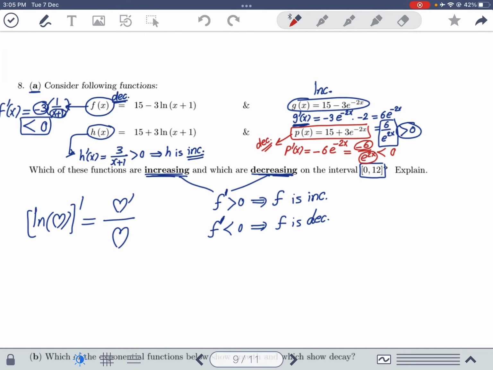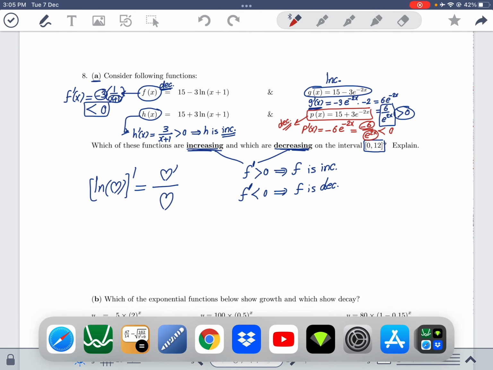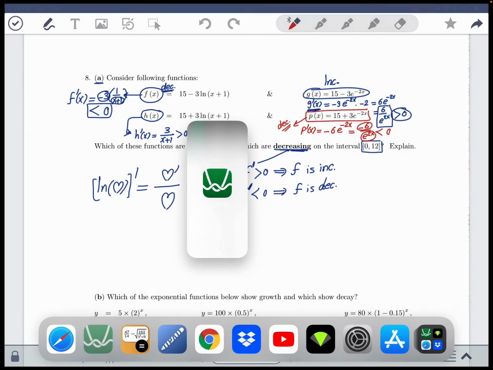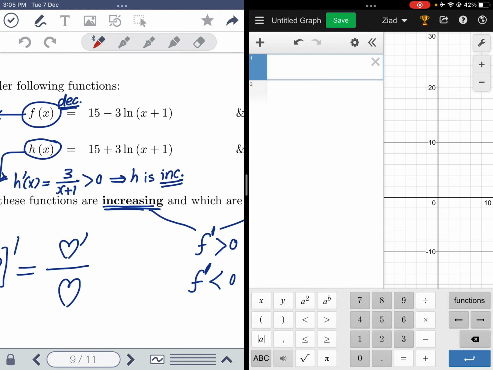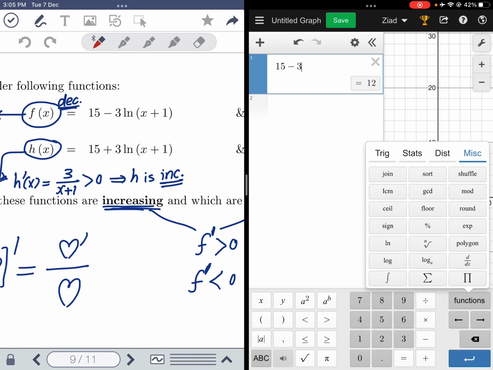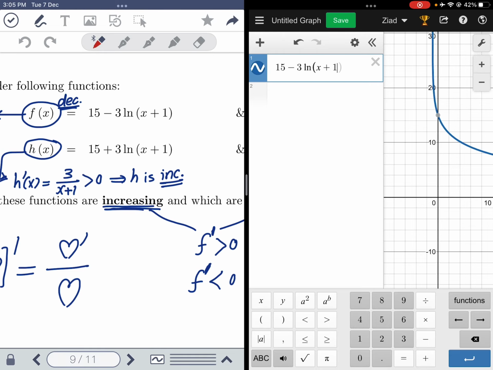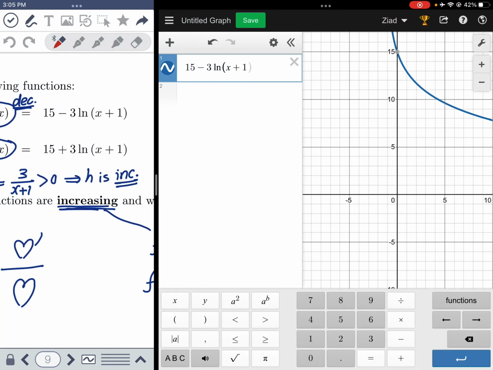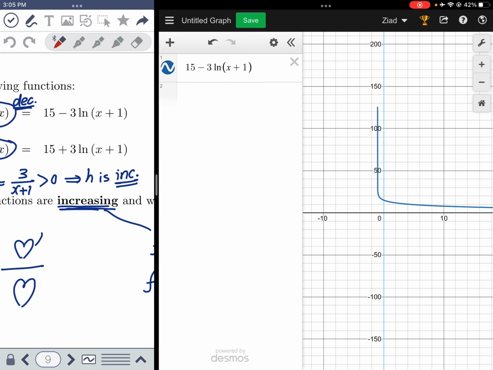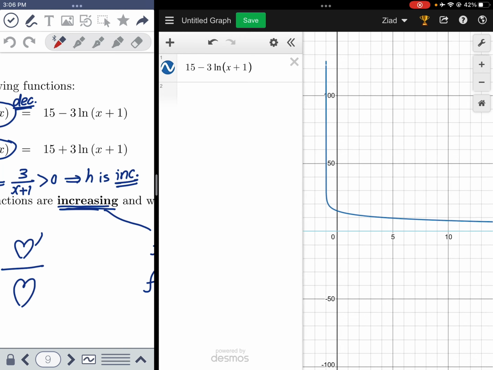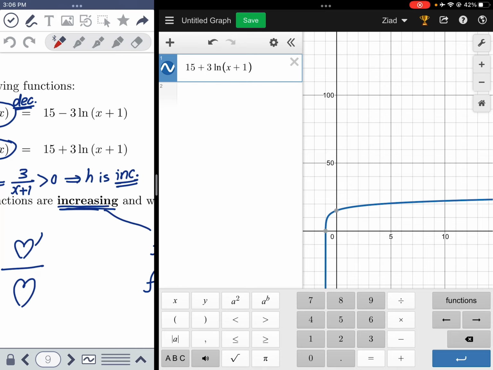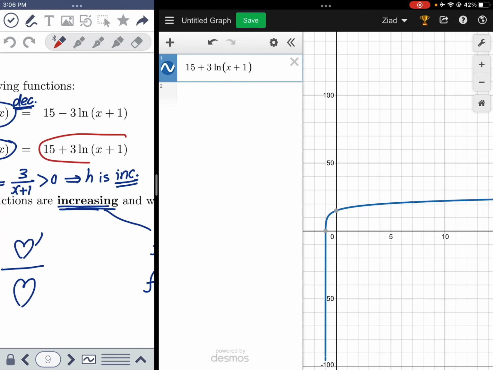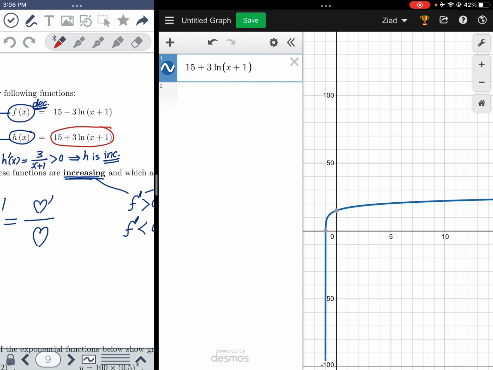Let us check now the 4 functions if it's true. So I'm going to Desmos now, and we will enter them one by one. F of x is 15 minus 3 ln of x plus 1. Okay, so maybe you keep it like this to see the function. You see, decreasing function. Obvious. And the other one is plus. If you put a plus, it's increasing. So that was this function here, and we said it's increasing.